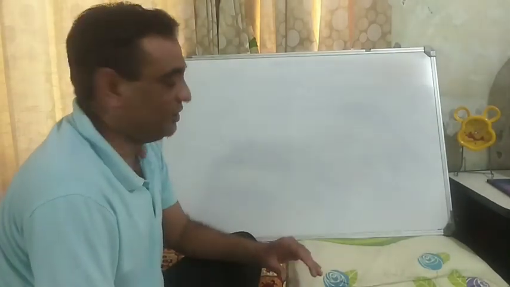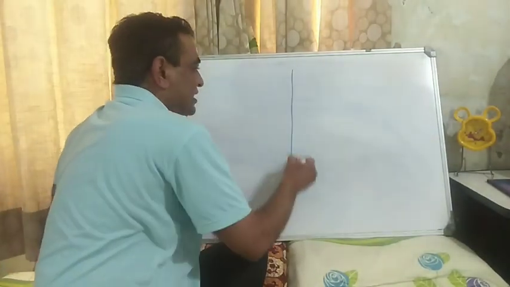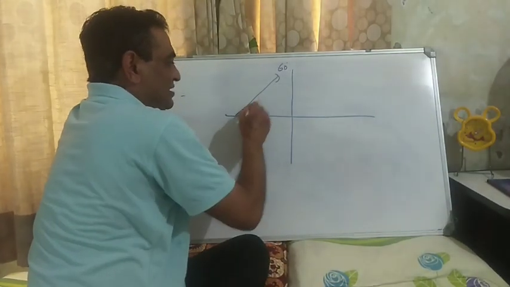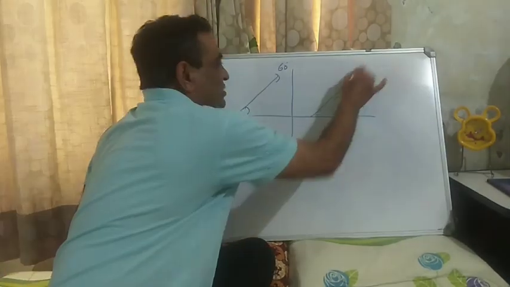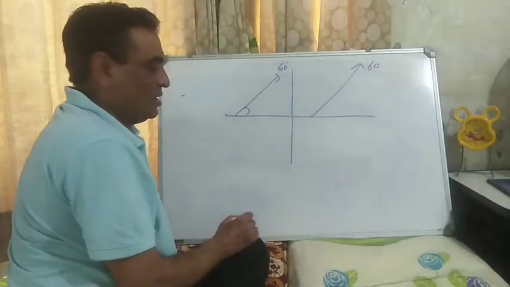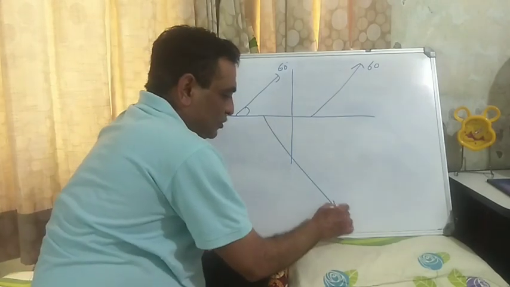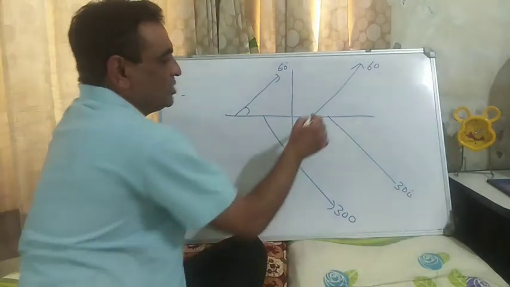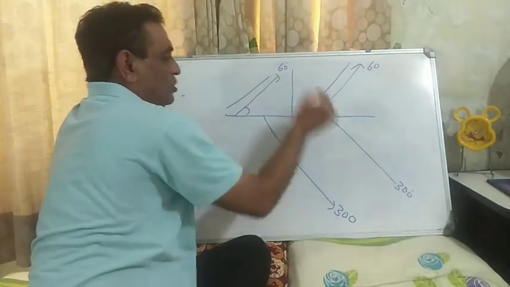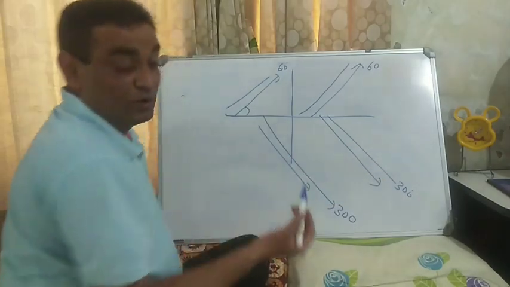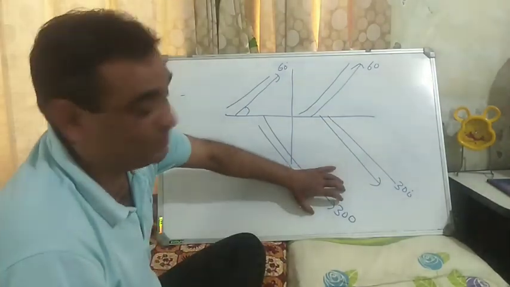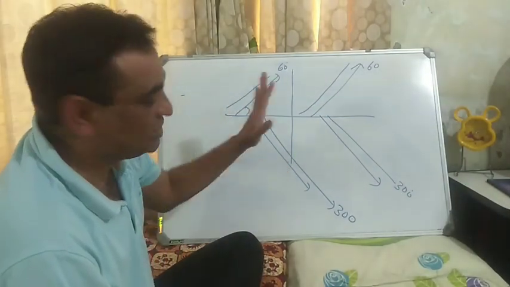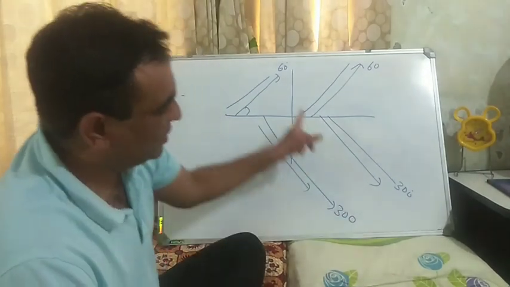Now still there is an ambiguity. What is that ambiguity? Let's say this is the S plane. See, this is a 60 degree asymptote, this is also a 60 degree asymptote, and this is also a 60 degree asymptote. This is also a 300 degree asymptote, and this is also a 300 degree asymptote. Now the root locus will move towards this asymptote or this asymptote, I don't know. So which asymptote do I need to select? This is the question. The next rule will clear this doubt.